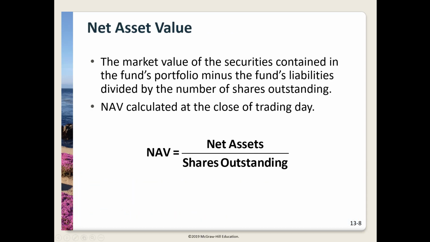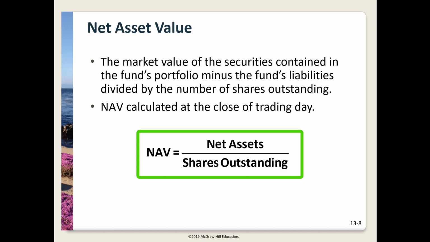Open-end funds trade at a price determined by their net asset value, which is determined each day at the close of trading. NAV is the fund's net assets, assets minus liabilities, divided by the shares outstanding. Open-end funds trade at their net asset value. Closed-end funds trade at a discount from their net asset value.